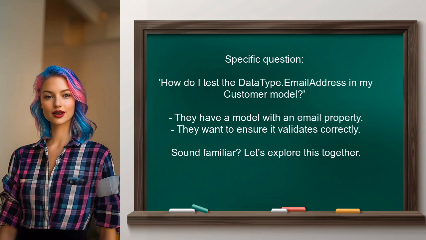Here's the specific question we're addressing. One user asked, "How do I test the DataType.EmailAddress in my customer model?" They have a model with an email property and want to ensure it validates correctly. Sound familiar? Let's explore this together.